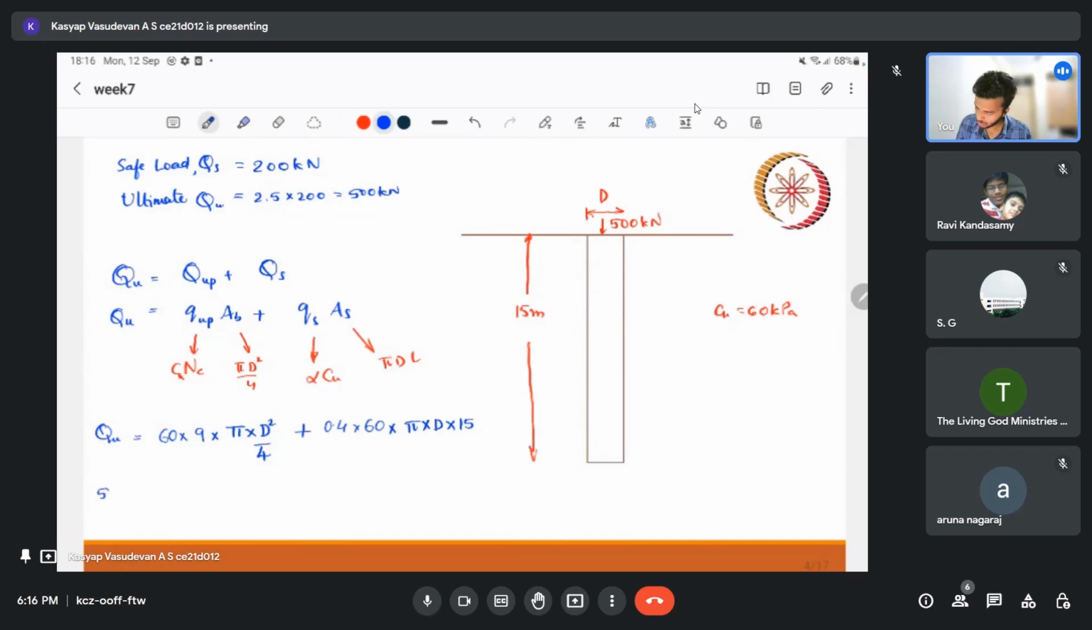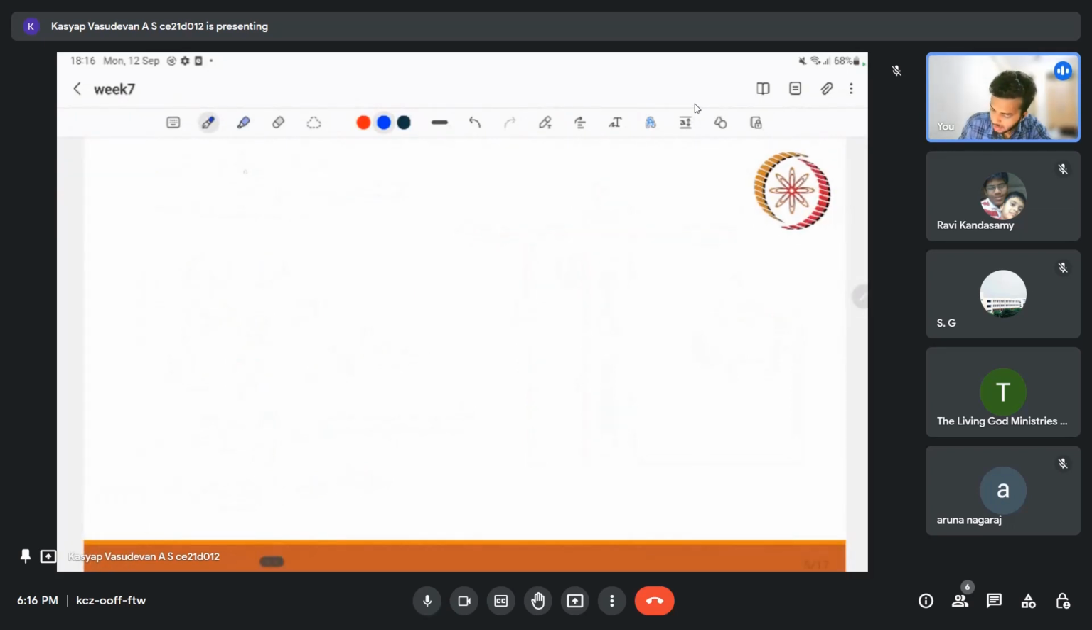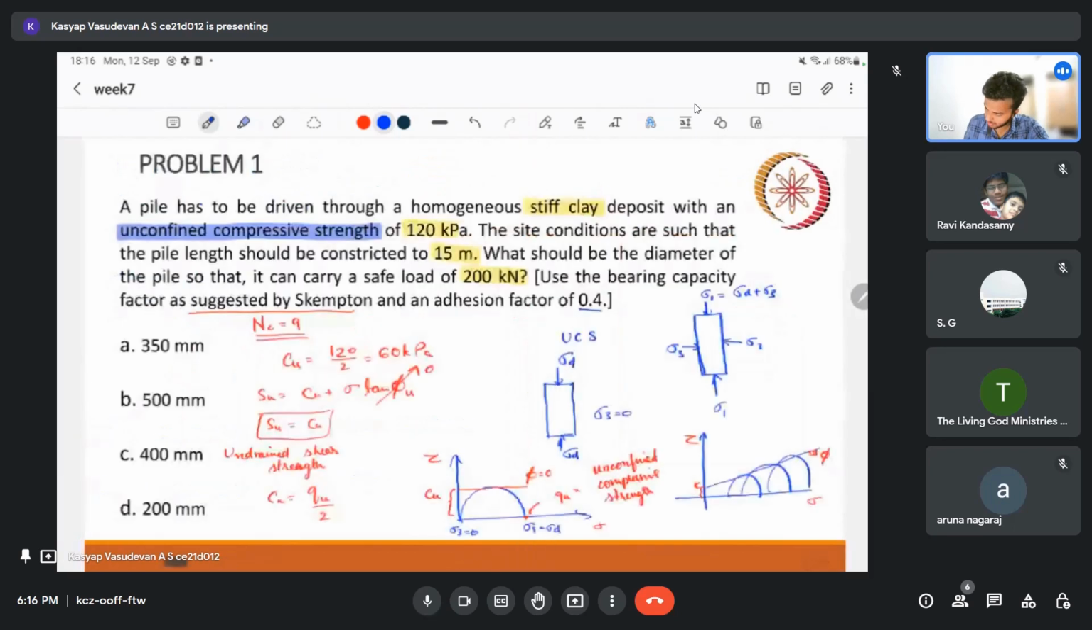And I can write the Qu as our 500. So 500 is equal to 424.11 d square plus 1130.97 d. So we have a quadratic equation with respect to d, and if we solve that, we will get d equal to 386.17. So we can select an answer here. The nearest answer will be 400, so we can take 400 mm.